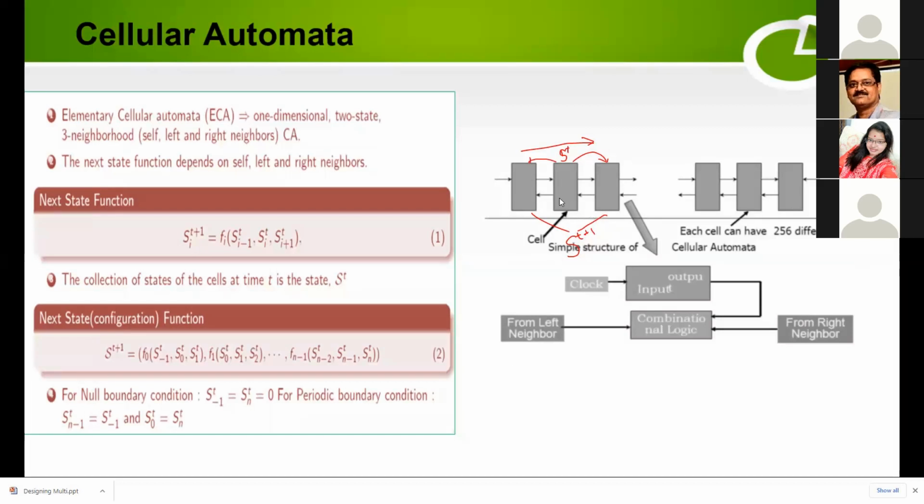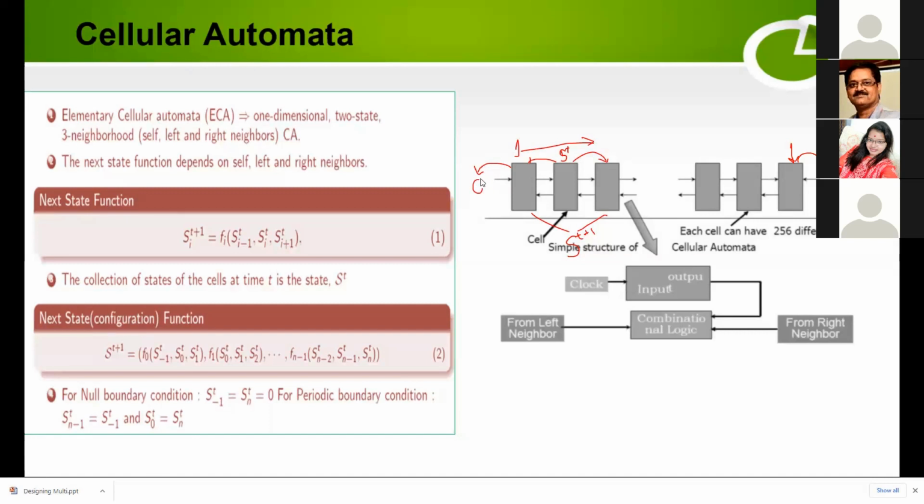Now, as we can see here, there is a dependency on the neighbors. So there is an important condition: what will be our starting and ending value? This is my first cell, so the left cell is empty here. How can I deal with this situation? And if this is my last cell, then the right is empty. How can we deal with this condition? For this we have two types of boundary condition. First one is the null boundary condition, and second one is the periodic boundary condition.